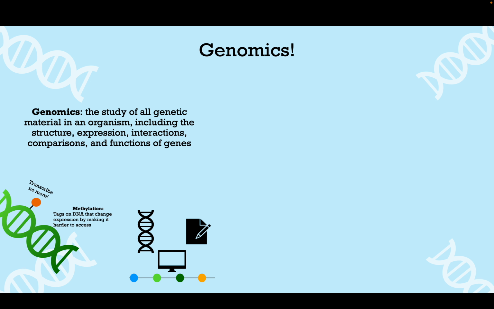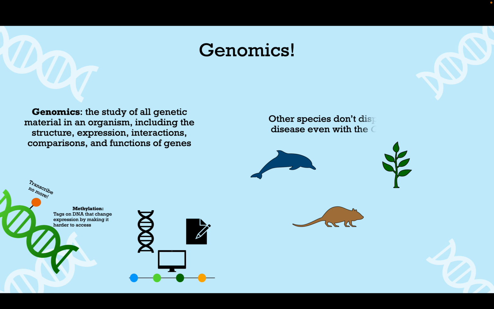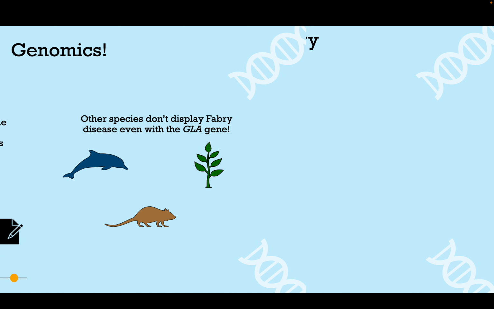Through genomics, scientists can classify other organisms that share similar genes and proteins with humans. For example, the GLA gene that's mutated in Fabry disease is highly related to, or homologous with, GLA genes in rats, dolphins, and plants, to name a few. Unfortunately, or maybe fortunately for these organisms, they don't show any development of Fabry disease even though they have the GLA gene.